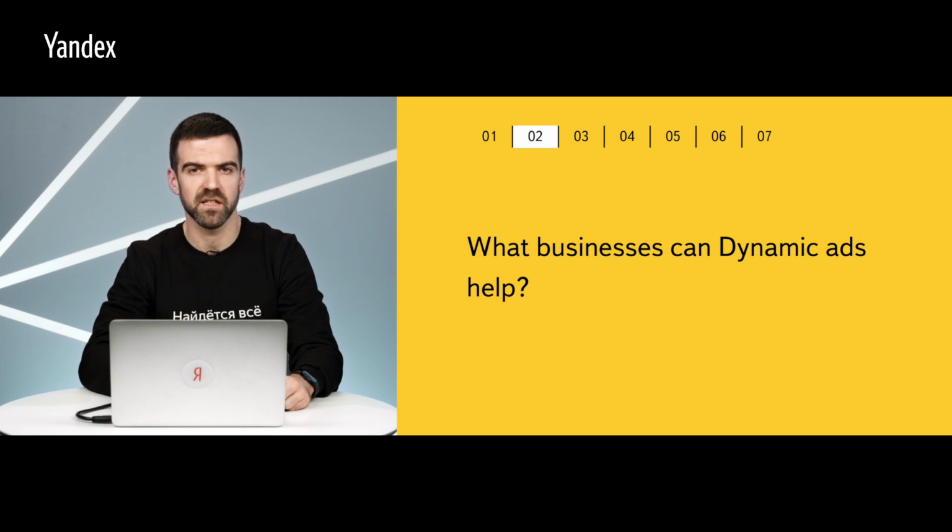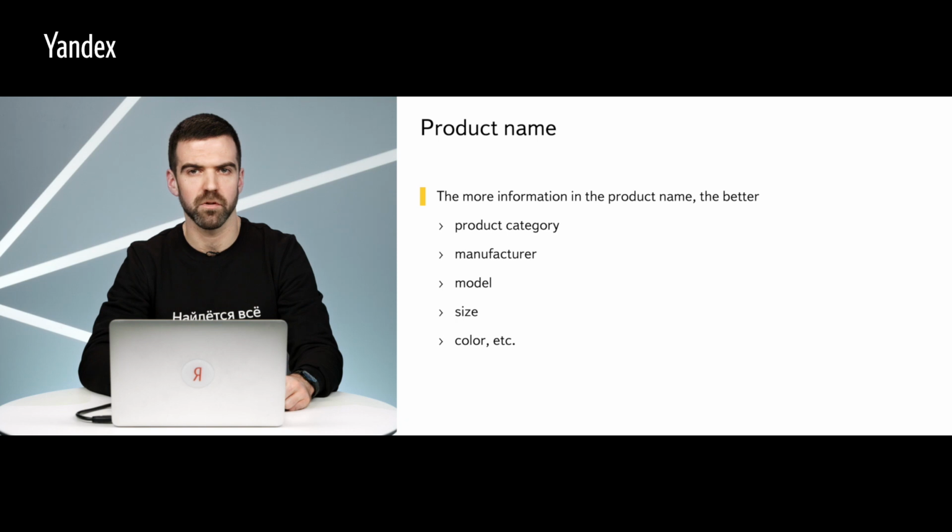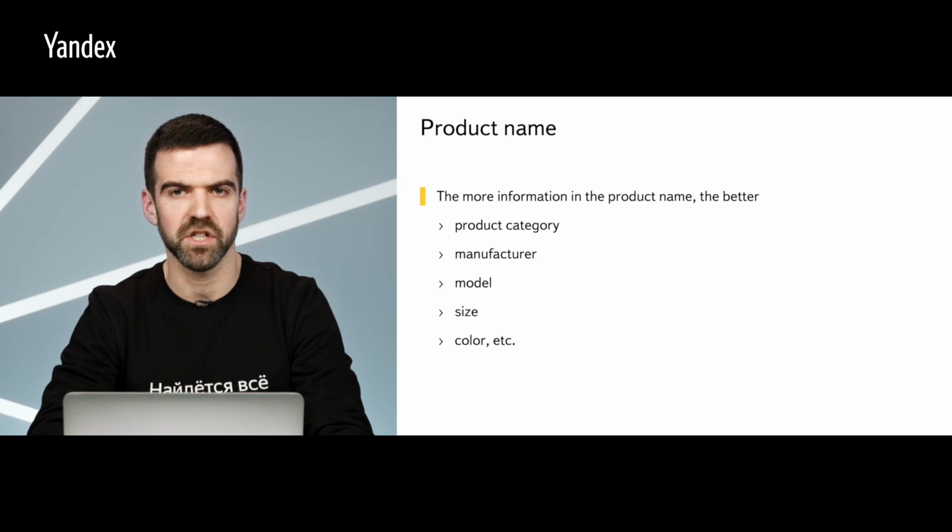When determining which businesses dynamic ads can be especially effective for, it's important to keep in mind how crawler bots work. For the crawler bots to be able to correctly choose keywords and a title for the dynamic ad generated, product names on the product page must contain relevant information. The ideal name contains as much information as possible, like the product type, manufacturer, model, size, color, etc. Remember that the more information the ad titles have, the more effective the ads generated will be. Most medium and large e-commerce sites already meet these requirements.